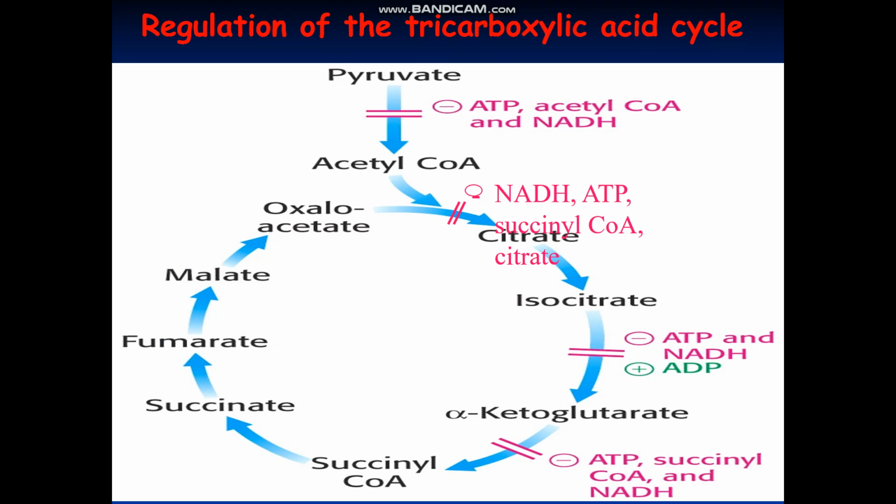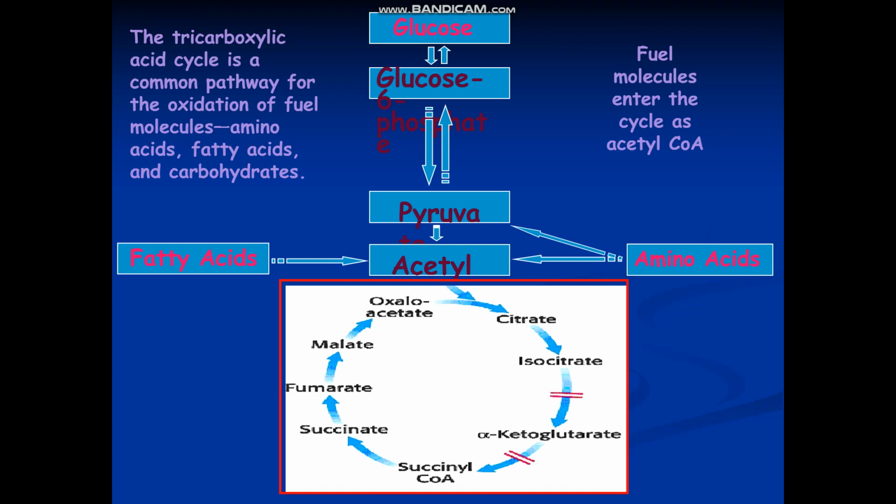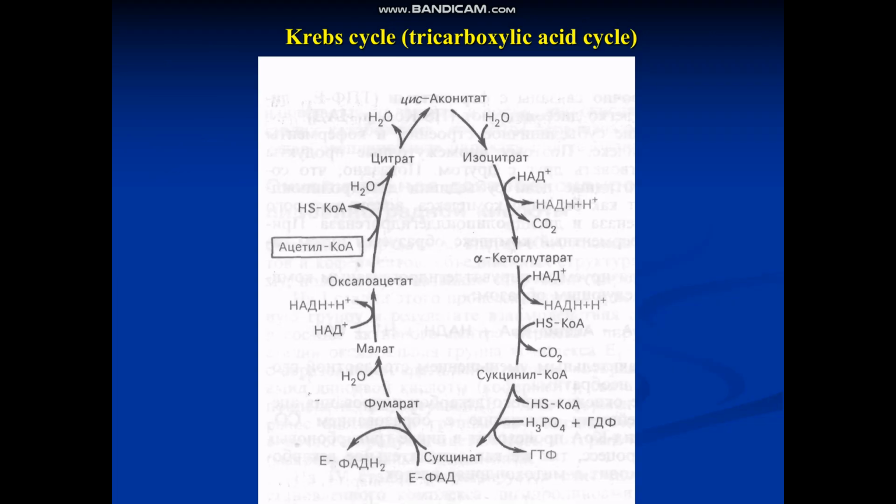Regulation of the tricarboxylic acid cycle. Stoichiometry of the tricarboxylic acid cycle: 2 carbon atoms enter the cycle as acetyl-CoA. 11 ATP are formed by oxidative phosphorylation. 1 ATP is formed directly in the cycle. 1 acetyl coenzyme A generates approximately 12 ATP molecules.